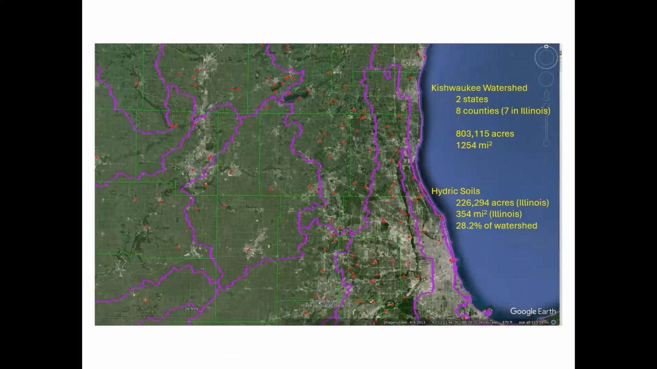If we're all aware of the size of the watershed, two states, eight counties, about 800,000 acres. I'll come back to this later, but about 28, 29% of the watershed has hydric soils, or things that potentially could have been defined as wetlands, and most of those are gone now because of agricultural drainage.